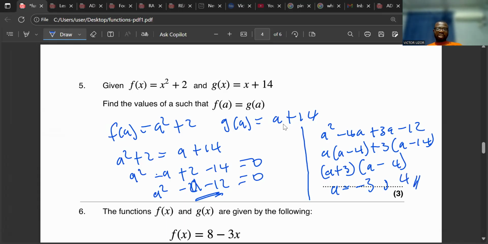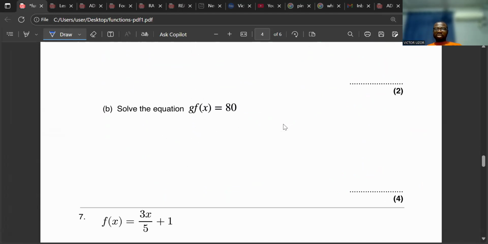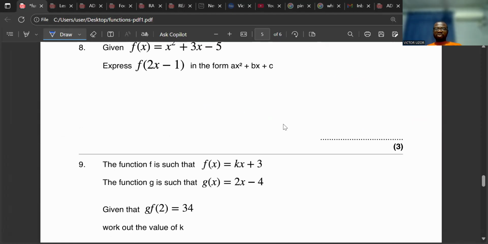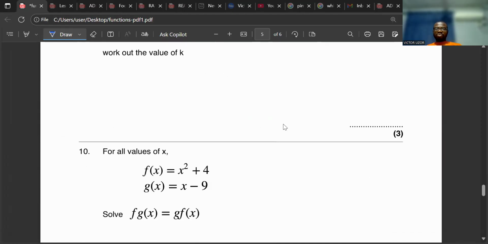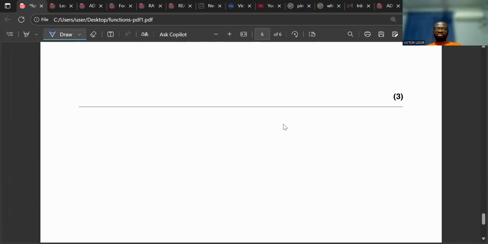I will stop here. Now, I still have other questions here, but time will not permit me to solve them all. Play with them first and try solving them yourself.